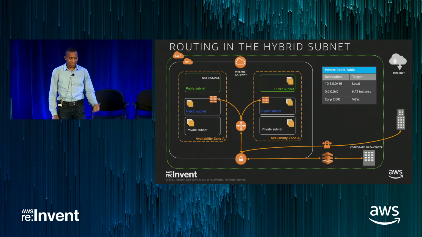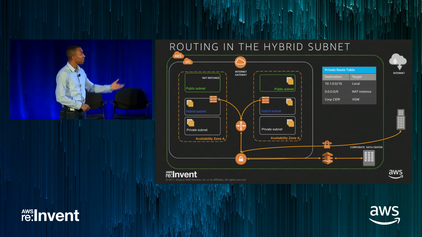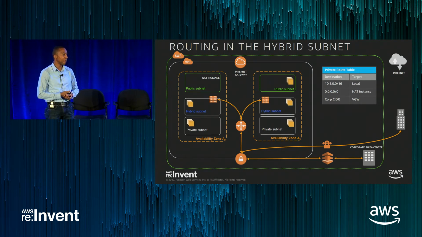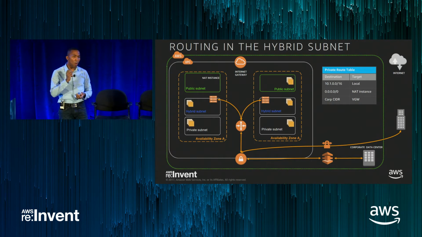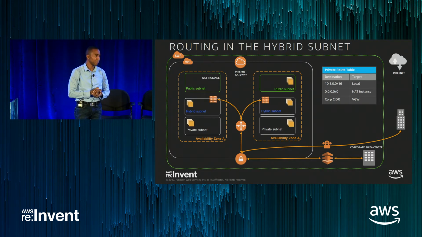So I have a VGW, a virtual private gateway, in my route table. How then does my hybrid subnet access the internet? Simply put, it accesses the internet by adding a NAT device to the route table specifically for your hybrid subnet. Your hybrid subnet has its own route table separate and apart from your private subnets. Within AWS, you have the ability to create multiple route tables and attach them to subnets as you see fit.